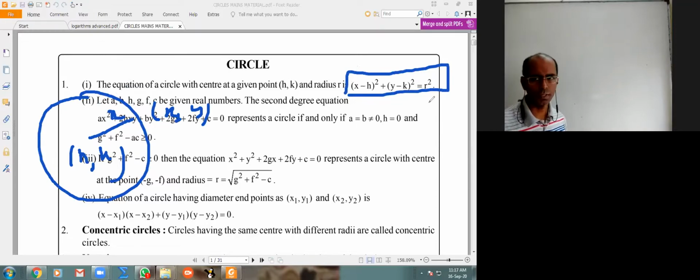Many questions are there in the beginning where, whenever you need a circle, just think about two things: how to find the center of the circle and how to find the radius of the circle, and then you'll be able to find the equation of the circle.